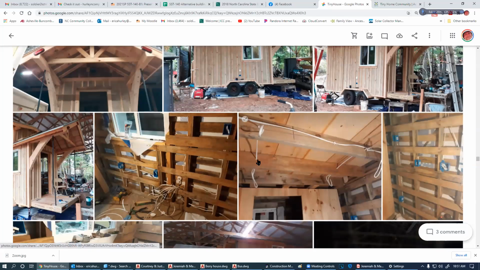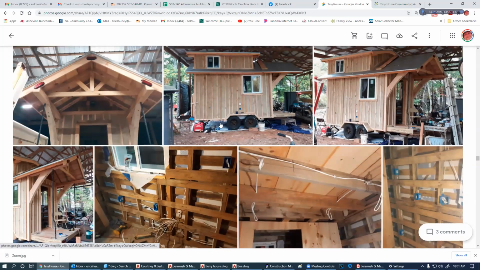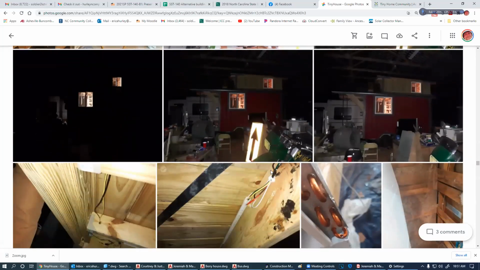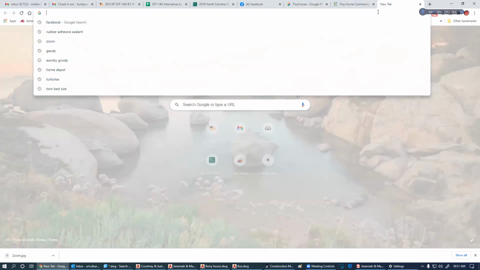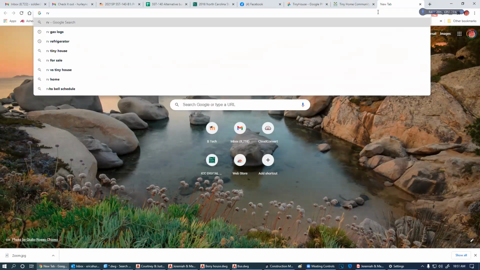I cannot find a picture of that tube coming off the side of it. It's right there, but I don't have it in this picture. Let me just show you what it is. RV. Have you thought about adding solar panels later? Nah, I'm gonna sell it before that.